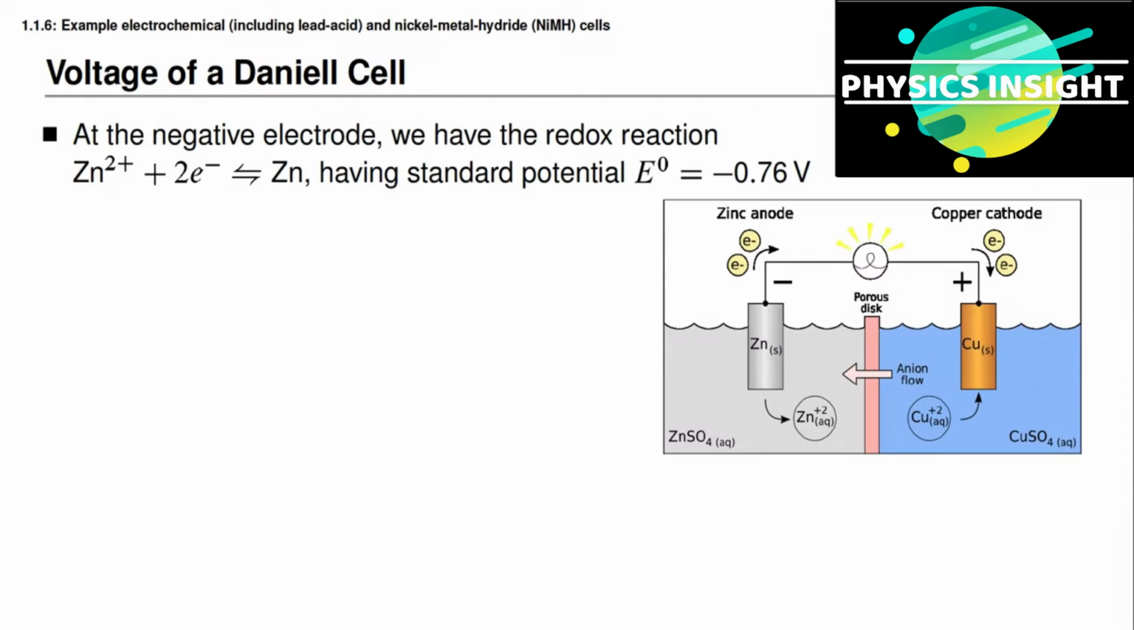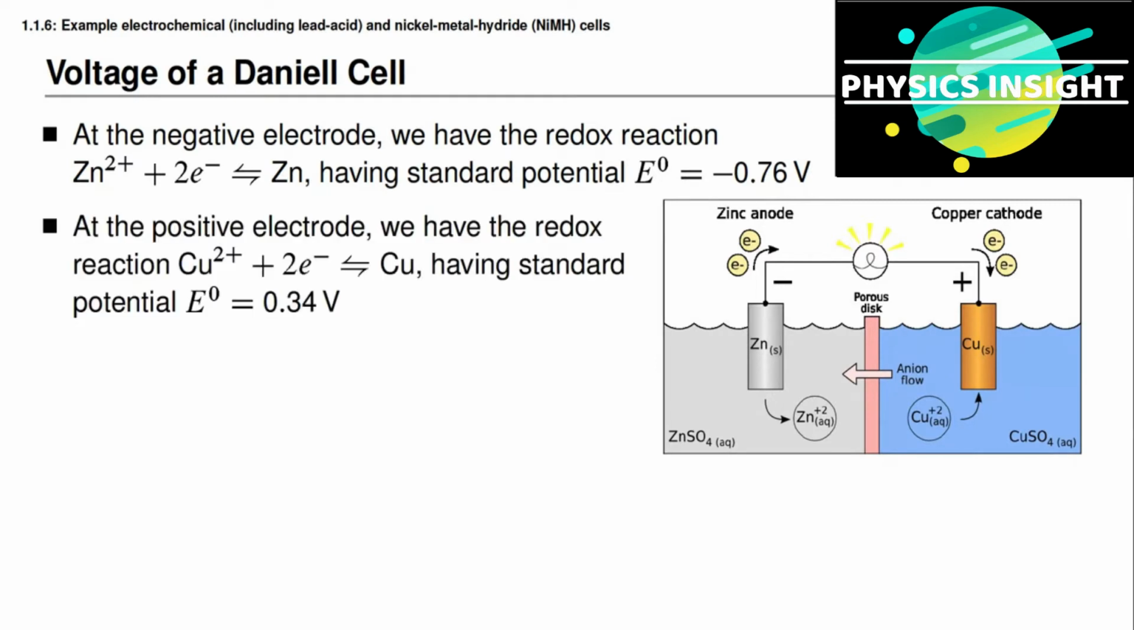If we go to a table of electrochemical series, we can look up the half reactions that occur in each one of the electrode regions. We find that in the negative electrode we have a redox reaction of zinc 2+ combined with 2 electrons becomes zinc metal, and that this half reaction has a standard potential of negative 0.76 volts. In the positive electrode, we have a redox reaction of copper 2+ combining with 2 electrons to become copper solid, and this reaction has a standard potential of 0.34 volts.